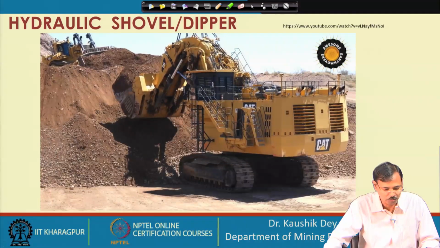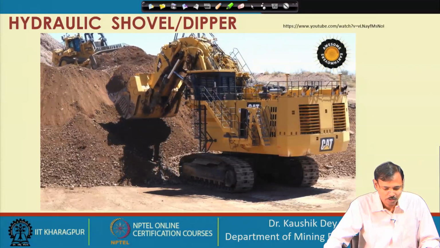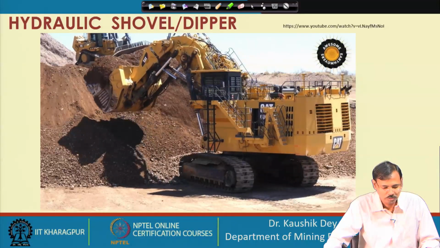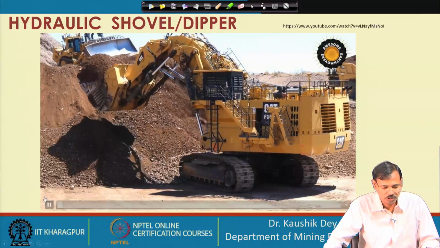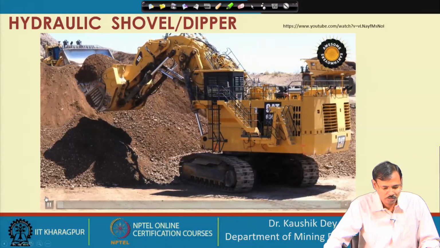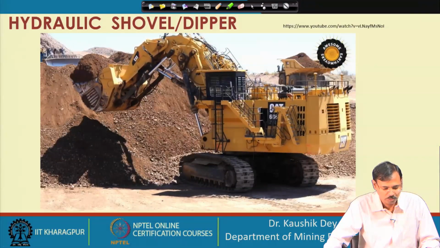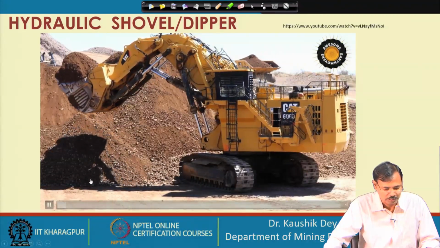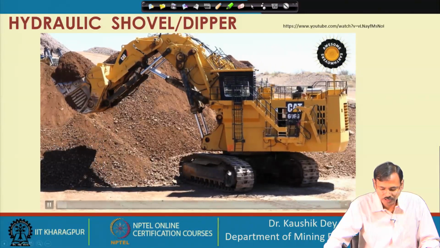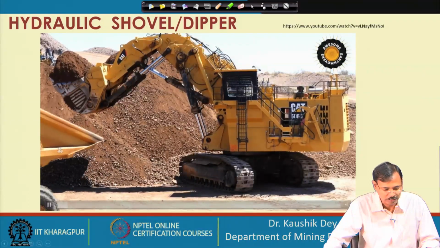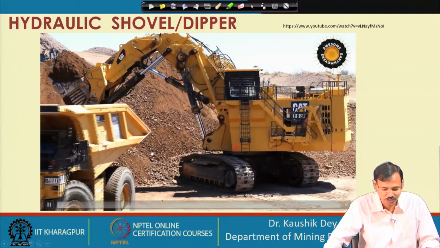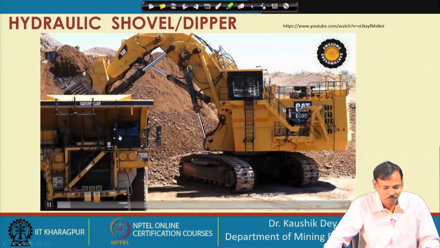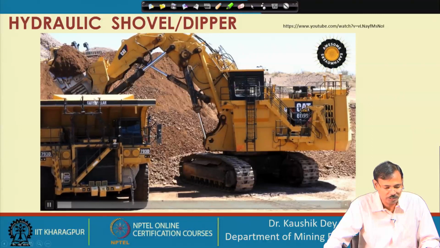This is also taken from YouTube. So, you can see now the dumper is coming back towards the shovel. The shovel is a stationary equipment, it stands, and the transport medium has to come within its close proximity, so that it can dump the material onto the transporting system. So, the transport system has come, and it is dumping the material.